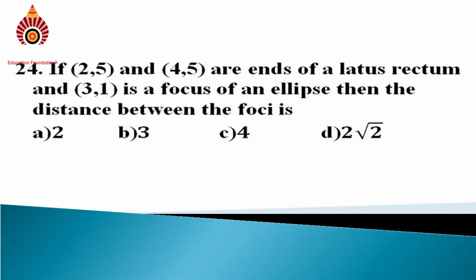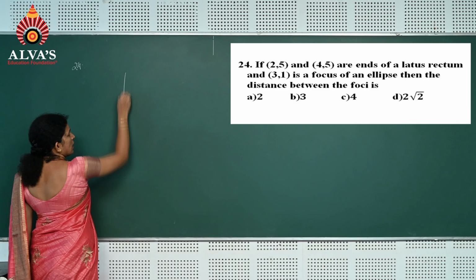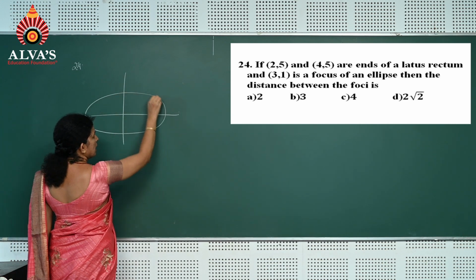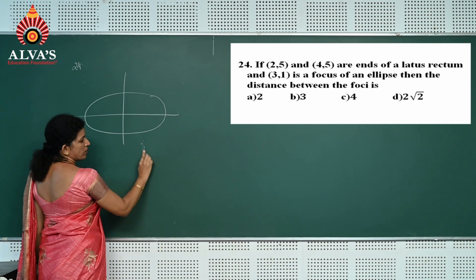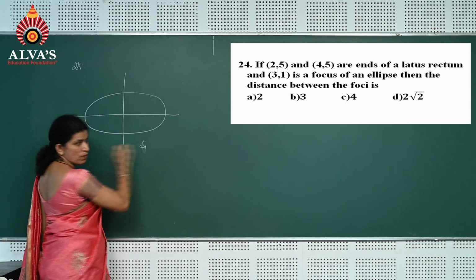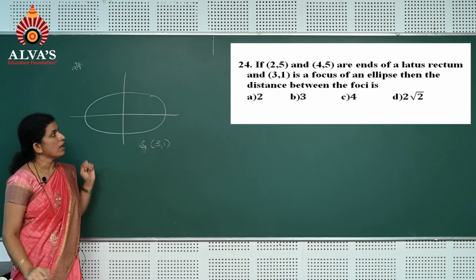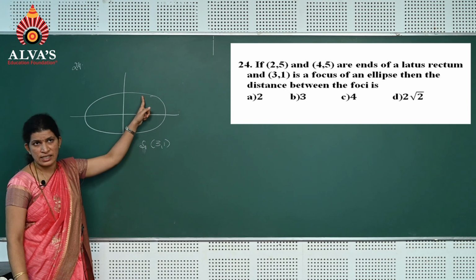Come to question number 24. The question is, if (2, 5) and (4, 5) are the ends of a latus rectum and (3, 1) is a focus of an ellipse, then the distance between the foci we want. Come to the ellipse. One of the foci is given, I am taking it as S1. It is (3, 1). Next, the end points of the latus rectum are given.